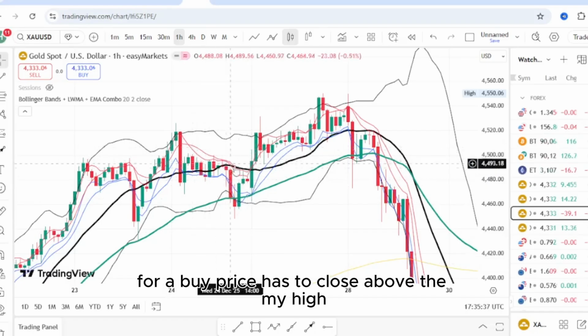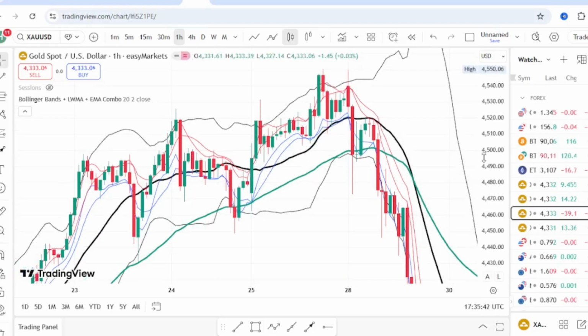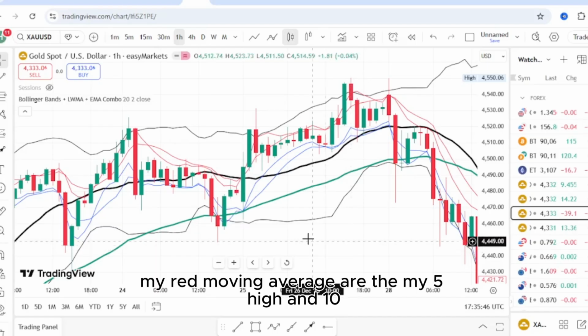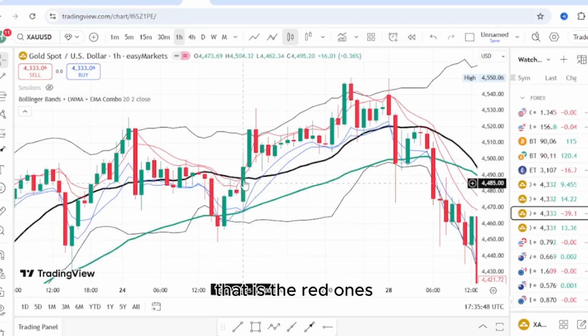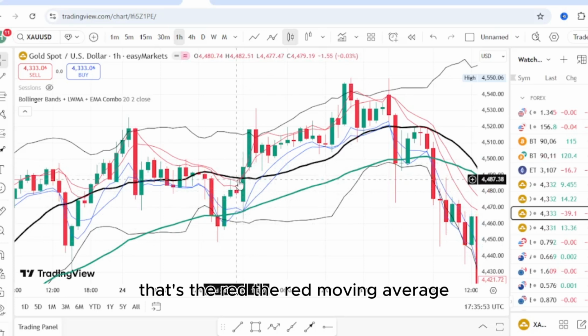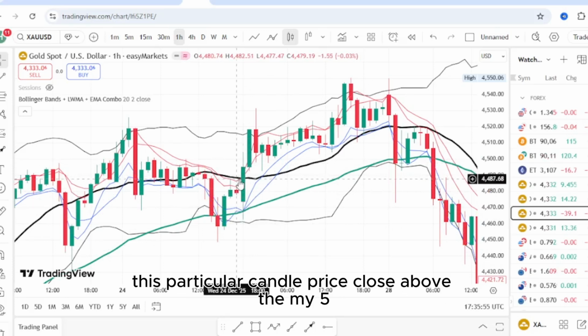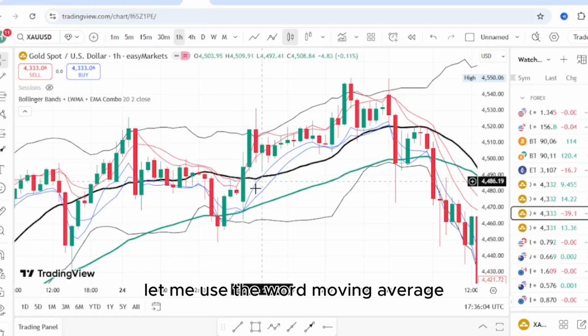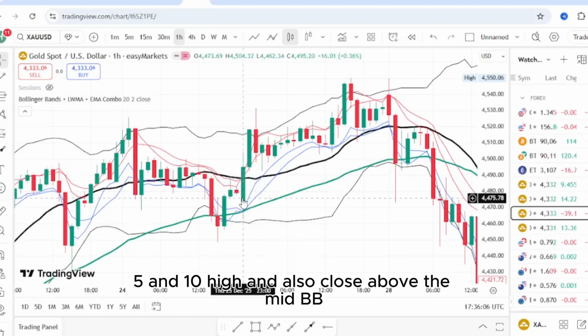My red moving averages are the 5 high and 10. That is the red ones. As you can see in this candle, price closed above my high 5 and 10, or moving average 5 and 10 high, and also closed above the mid BB. This is an indication that there is a CSK.